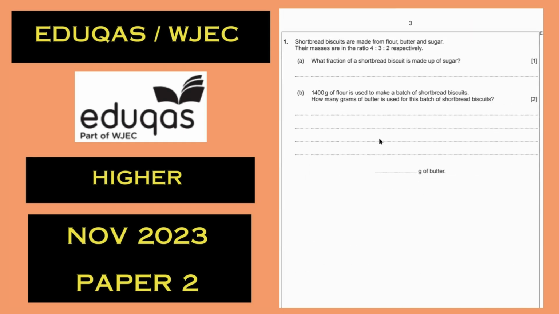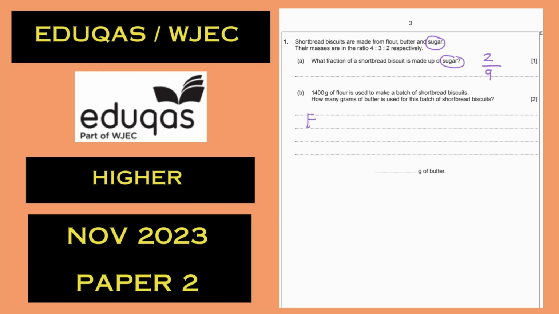For question 1, when you're doing fractions, it's the bit you're interested in. So in this case, for the shortbread recipe, we're interested in the sugar share, which comes third. The number we're looking at is 2, and the fraction is out of the 3 other proportions added together, 4 plus 3 plus 2. So 2/9 of the shortbread biscuit is made up of sugar.